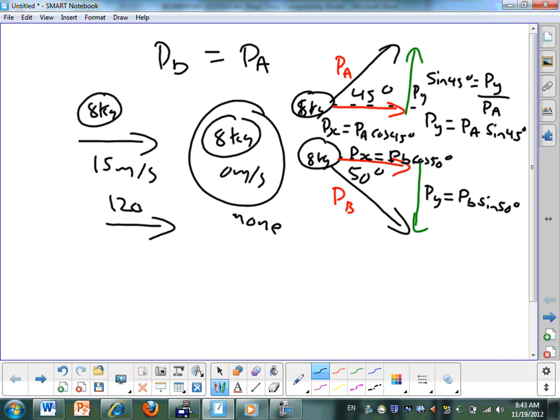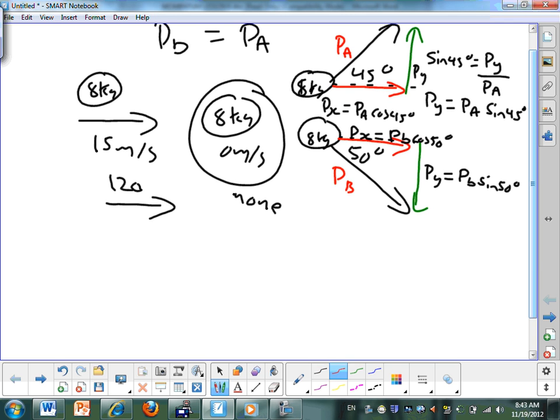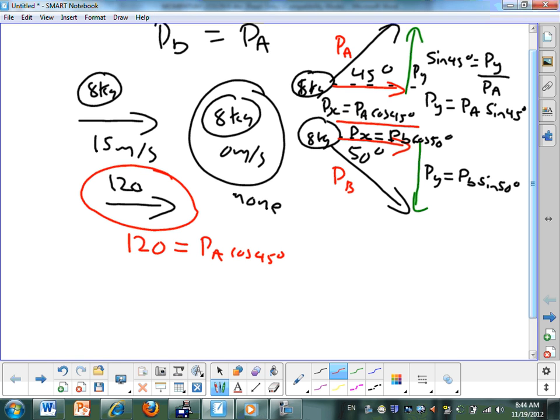Now, based on the information of before and after, I'm going to take a look at making some equations. So, momentum in the x direction before, 120. That has to equal all the x direction momentums after. So my 120 is going to equal PA cos 45 plus PB cosine 50.